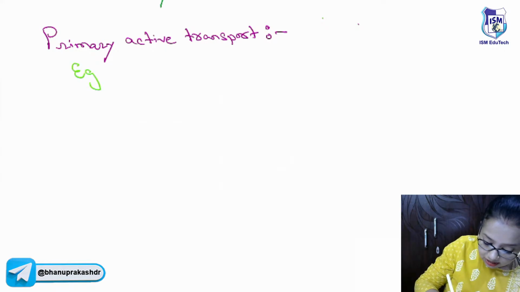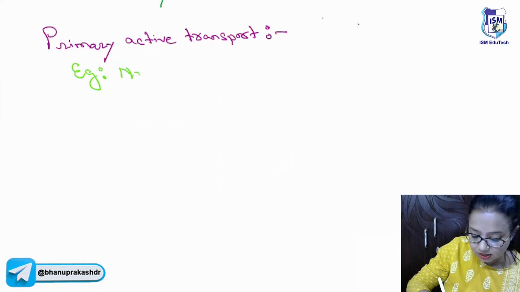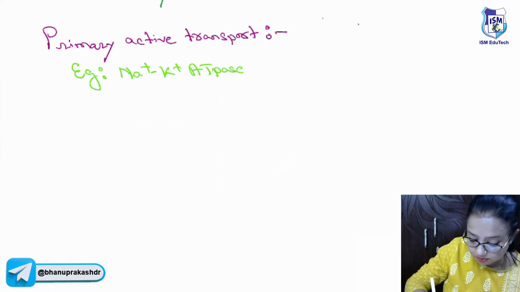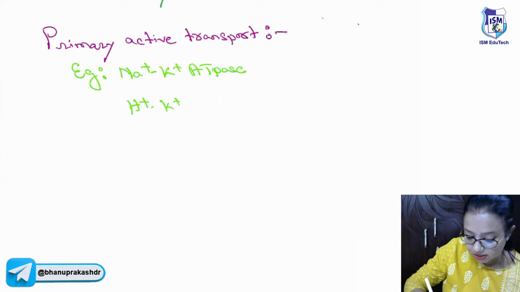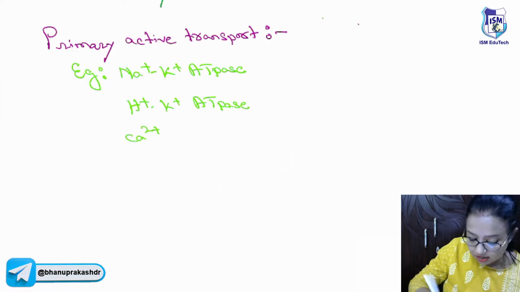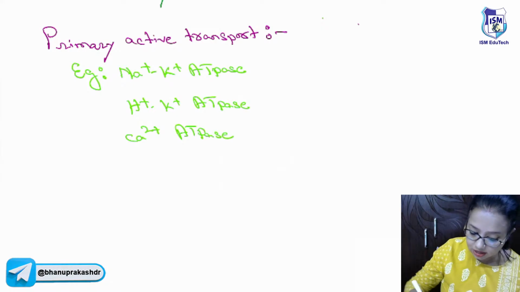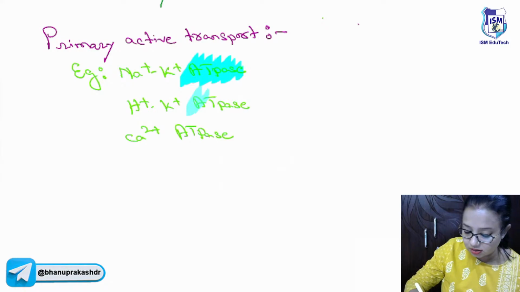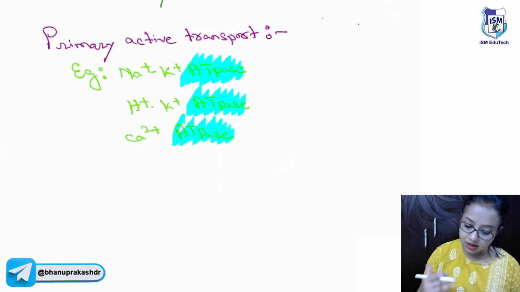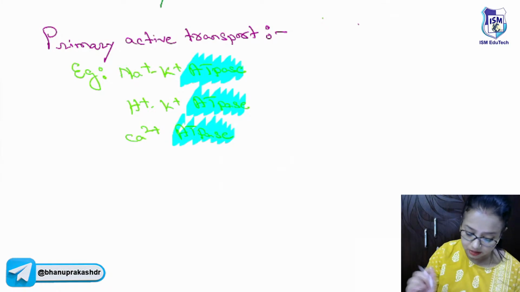So, the outstanding examples of this type are sodium potassium ATPase, okay, hydrogen potassium ATPase, calcium ATPase. So, look here, as I told you, in all the pumps of this primary active transport, there is this energy giving carrier protein, which is the ATPase.